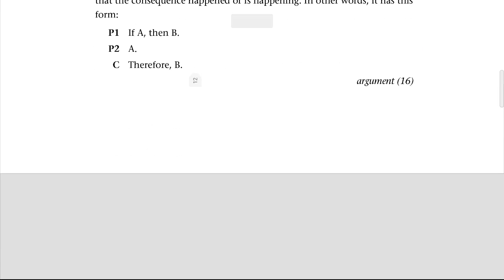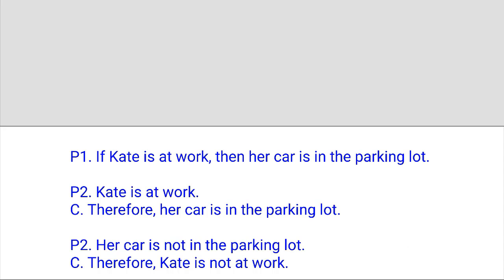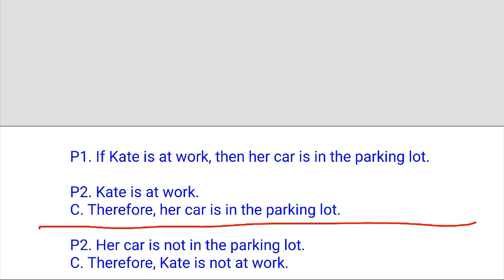You'll see a lot of examples in the first few weeks of this course. Let's look at what's above the line here. Premise 1: if Kate is at work, then her car is in the parking lot. Premise 2: Kate is at work. If we have these two premises, then we can draw the conclusion that her car is in the parking lot, and that will be a valid argument. If these two premises are true, then this conclusion has to be true.